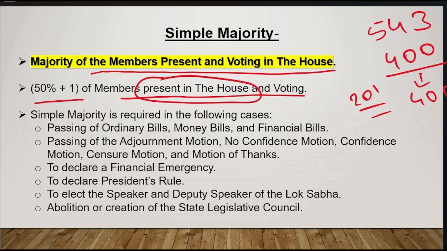So suppose on a given day there are 400 members available in the Lok Sabha, which means 400 members are present in the house. So in that case, what is 50% of 400? Now 50% of 400 is 200 plus 1, so 201. So that means a bill will be passed if 200 members voted for the bill. A bill will not be passed if 201 members voted against the bill.